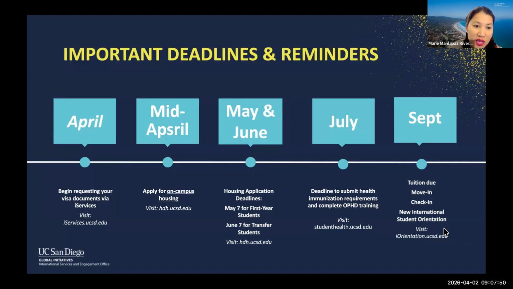So just a few housekeeping items. Before you start navigating, you can start requesting your I-20. You'll be able to, sometime around mid-April, request your housing. To apply, you'll need to wait for an official invite from housingcontracts.ucsd.edu. And then in May and June, you'll be able to request your housing for new freshman students and for our transfer students.